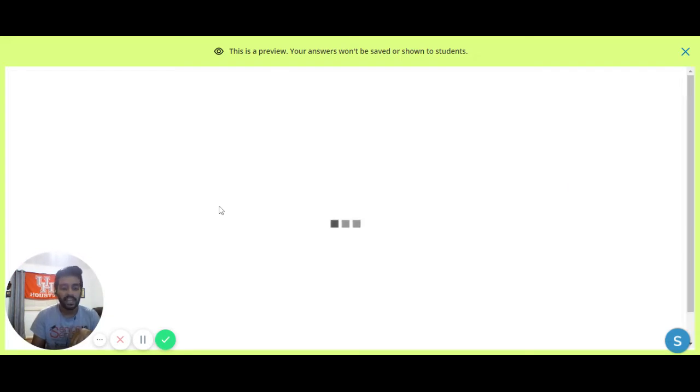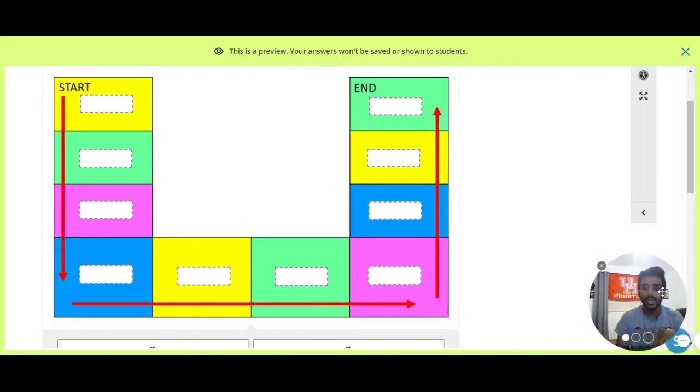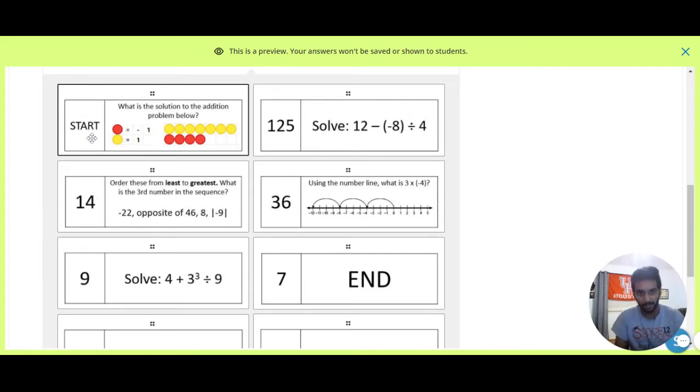So I want you to think about this activity like a game board, okay? It starts right here at this top corner, and then it goes all the way around just like that in a U shape. Now underneath it, we have all these different cards, okay? So let me explain what the cards mean. On the left side is your answer to the previous problem, and what's in the next part of the card is the next question.